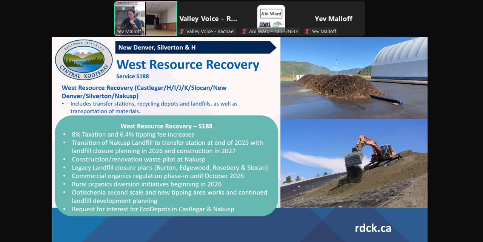Commercial organics regulation is being phased in, as well as some rural organics diversion initiatives beginning. A major project at the Shannon landfill, which is the primary landfill for West and Central right now, is having some work done in new scale and tipping areas, and then some work being done for a request of interest for eco depots in Castlegar and the cusp.